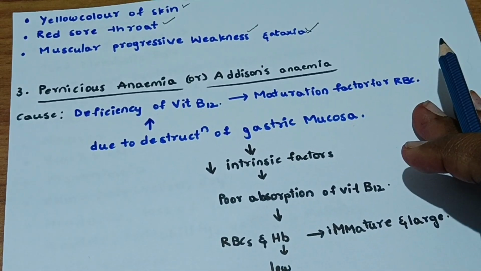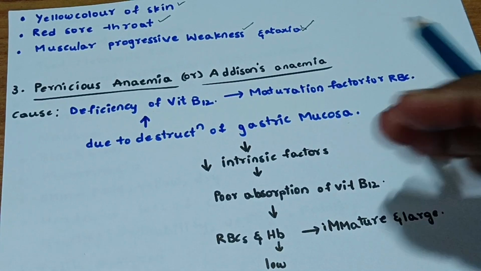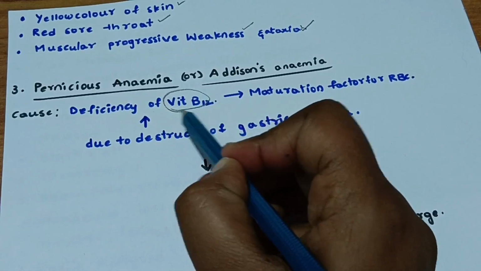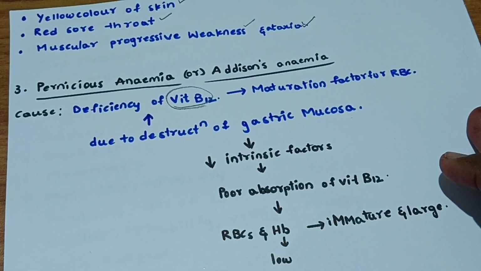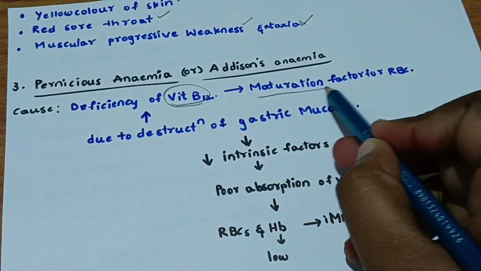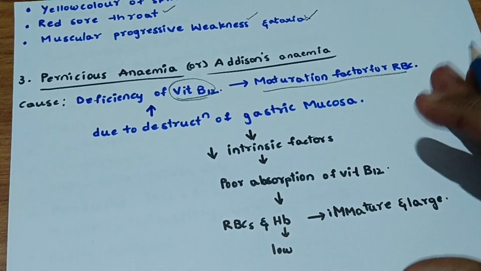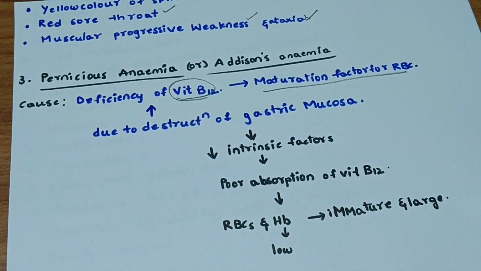And the third one is pernicious anemia, also known as Addison's anemia. What is the cause? It is caused due to deficiency of vitamin B12. What is the function of B12? Vitamin B12 helps in maturation of the RBC. Hence, it is also known as the maturation factor for the RBC. So if there is vitamin B12 deficiency, the RBC is not matured.